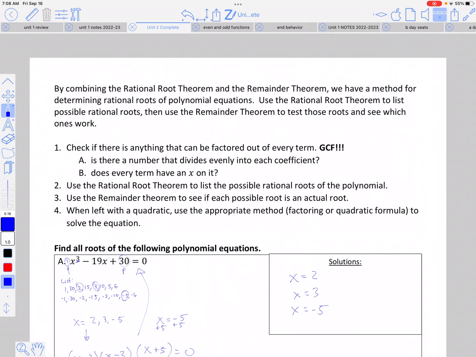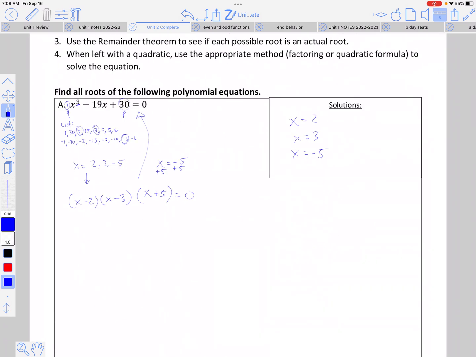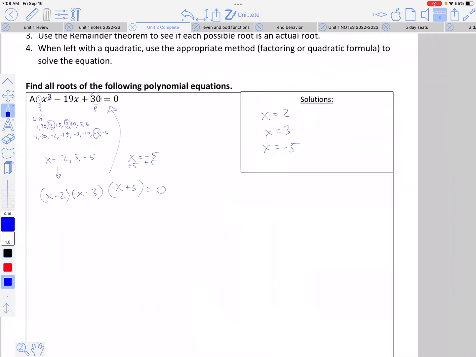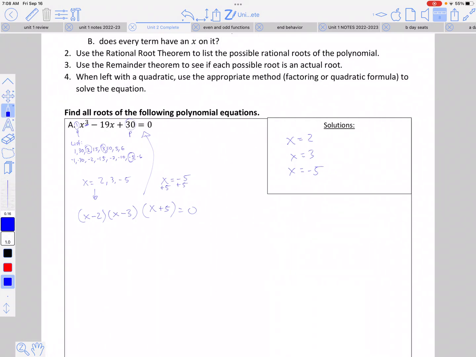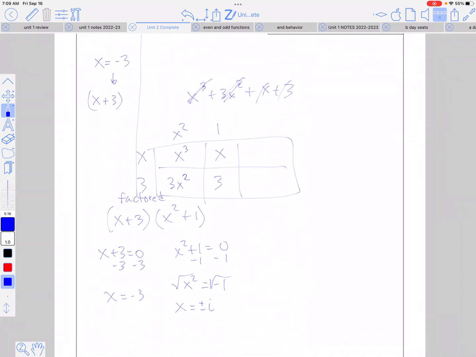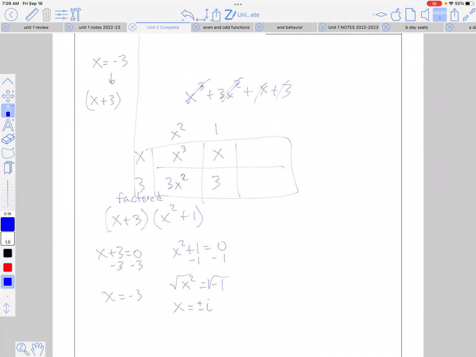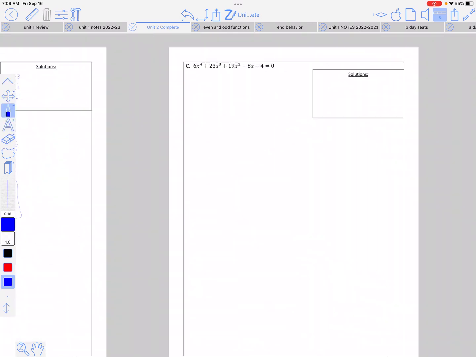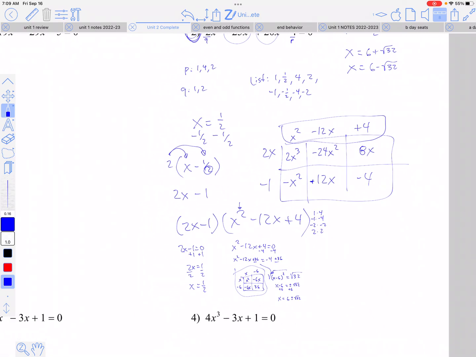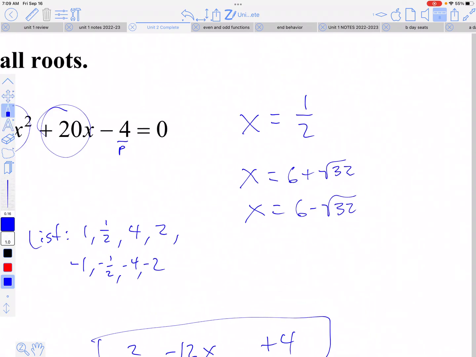Check if there's anything that can be factored out of every term, GCF. If there's a number that divides evenly into each coefficient, take it out. Does every term have an x on it? Take it out. Use the rational root theorem, the remainder theorem, write it in its factors, and solve for the unknown. So we did a few examples, one with all rational roots we could just get from the calculator, some with imaginary. The imaginary were really a little bit easier to find because we were just able to solve when we got it to factored form. And then we did an example here, number 2, where we had irrational.